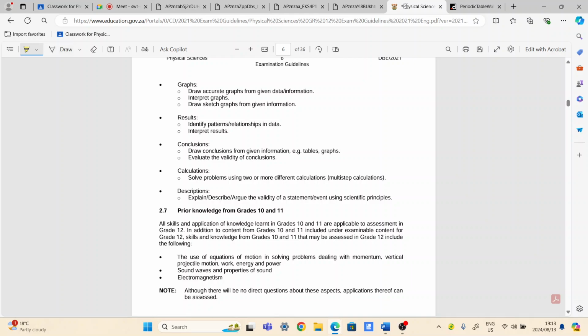It's important for you guys to be able to draw accurate graphs, right? They'll give you data or information, and you must be able to draw the correct graphs from this. If you do need that, I might pick out a lesson where I will teach you how to draw all these graphs, maybe closer to exam time. Sketches as well: if they ask you to draw out, maybe, chemical equations, you would have to know how to do that. And calculations are very important.